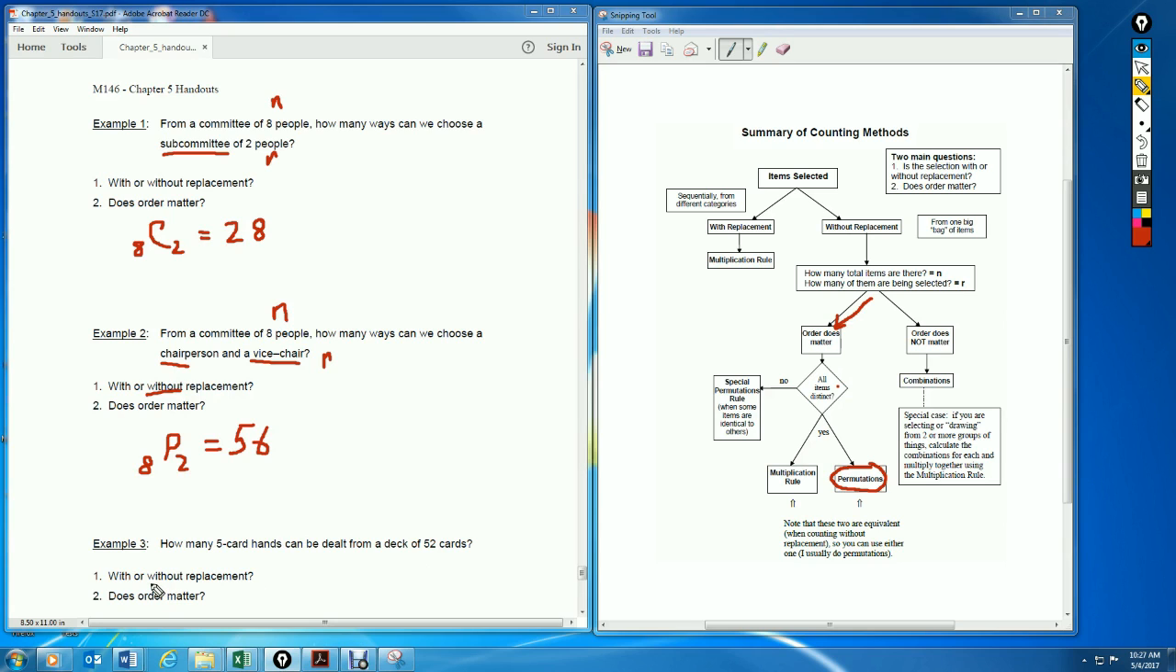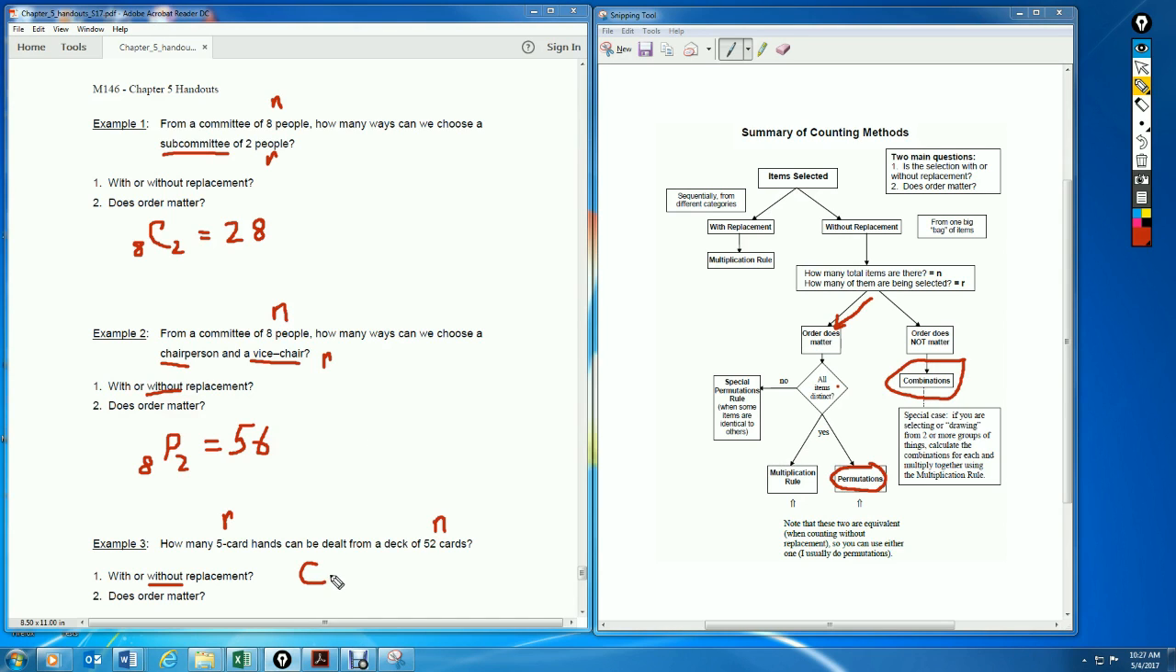You want 5 different cards, so of course it's going to be without replacement. Does the order matter? No, it does not, because they're just dealing out the cards. It doesn't matter what order they are dealt in. You're just going to pick them up and rearrange them however you want anyway. So we have a total of 52 objects. We are selecting 5 of them at a time. Because the order does not matter, we're going to do a combination.